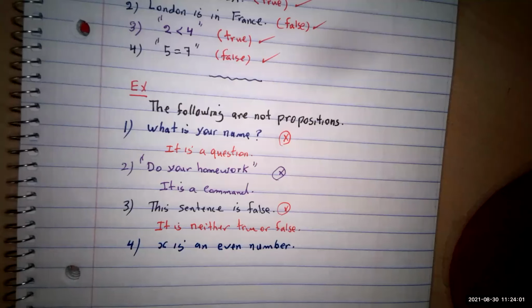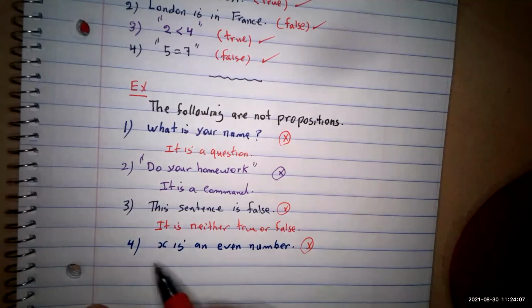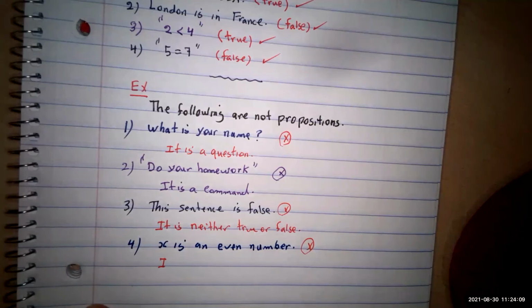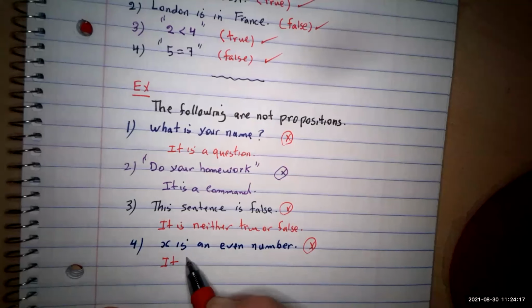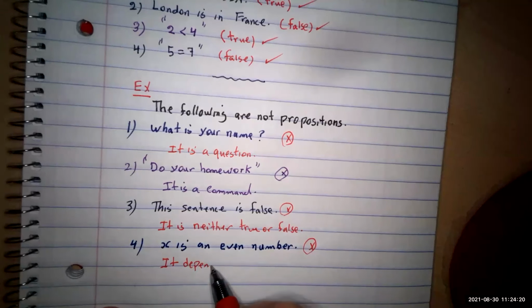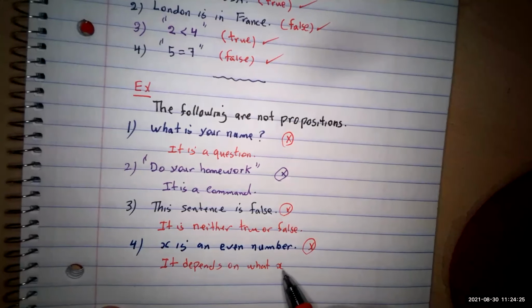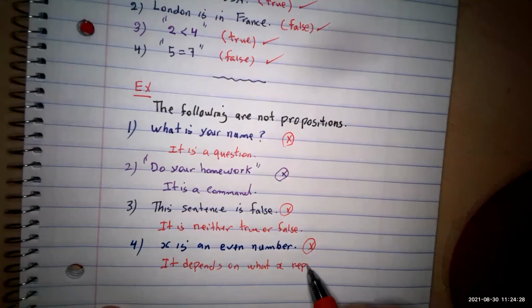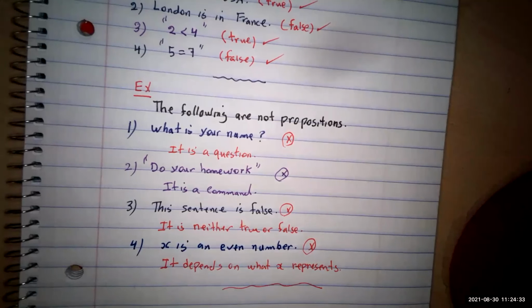So we reject it, because of the X this is not a statement. If it was 2, we know that 2 is an even number. If it's 3, we know that 3 is not an even number. When it's X, we don't know. So this statement depends on what X represents. That's why we reject it. So that would be our tool, or the definition of a proposition. Any question?